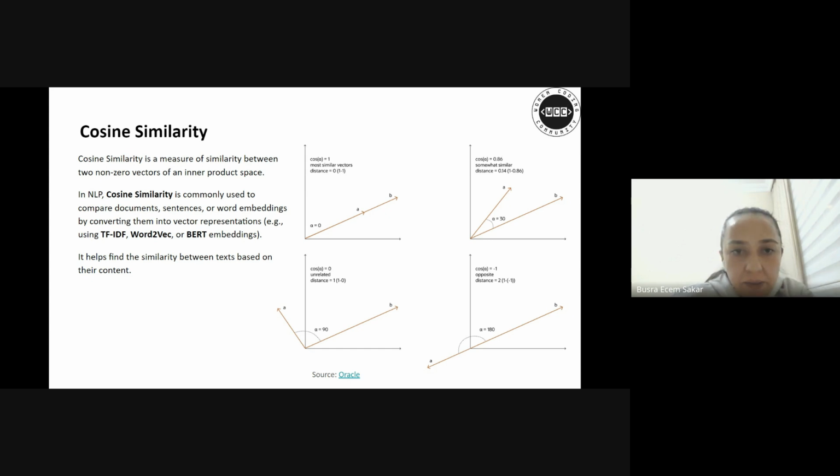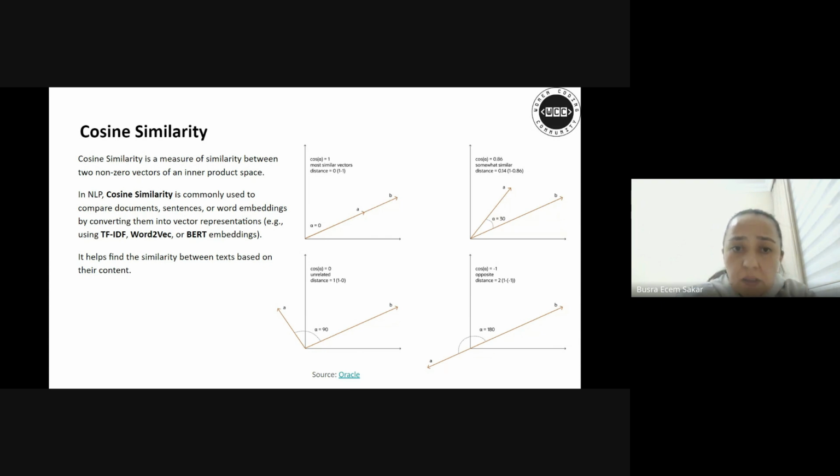In the top left, when the angle equals 0 degrees, the cosine similarity is 1, meaning the vectors are most similar with a distance of 0. In the top right, with an angle of 30 degrees, the cosine similarity is 0.86, meaning the vectors are somewhat similar with a distance of 0.14.